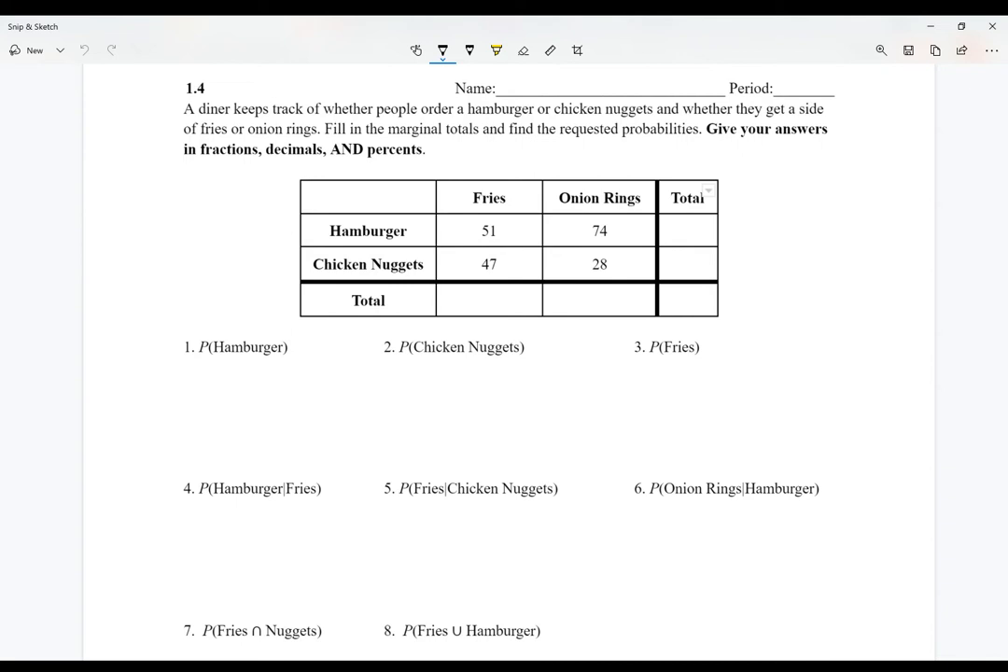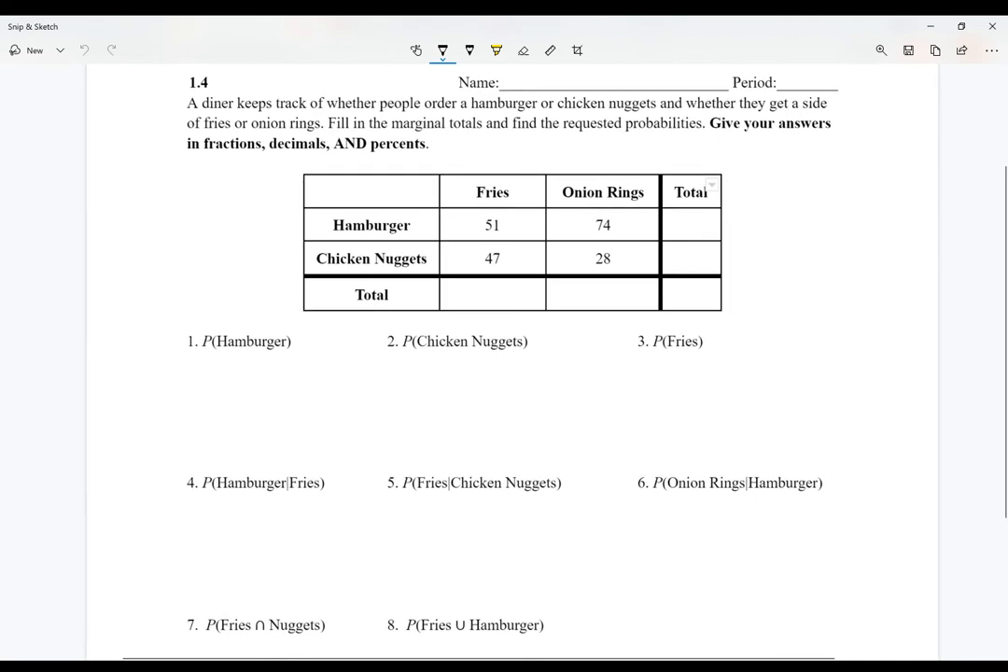So here's an example where a diner keeps track of whether people order a hamburger or chicken nuggets, and whether they get a side of fries or onion rings. Fill in the marginal totals and find the requested probabilities. Give your answers in fractions, decimals, and percents. Now, I am not going to be calculating fractions, decimals, and percents. I'm just going to give the fraction and leave finding the decimals and percents to you, just in the interest of time.